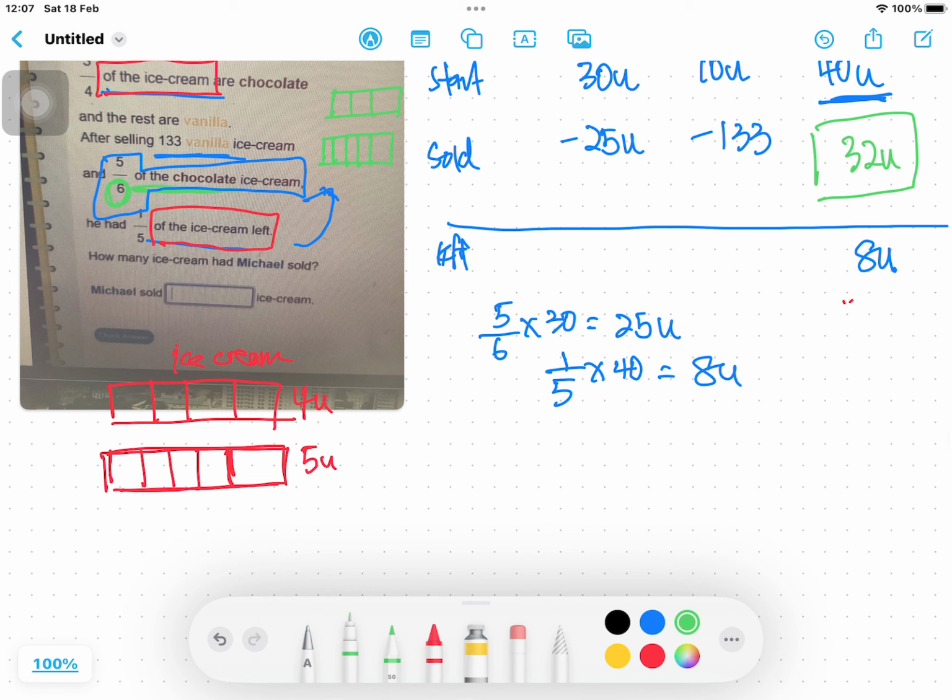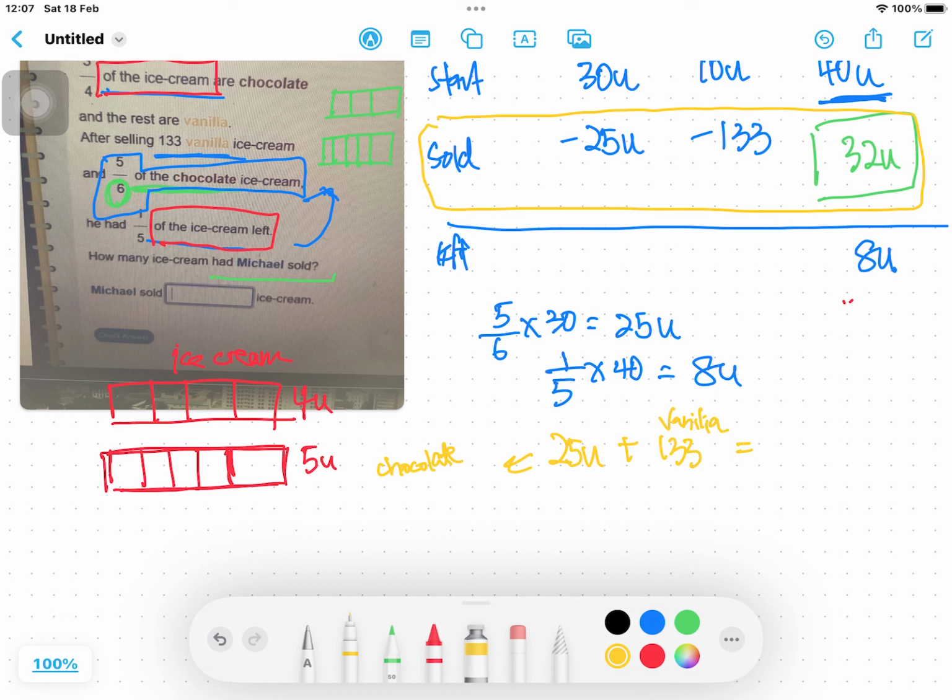So the question asks, how many ice cream had Michael sold? So I'm very interested in this part here. This part here. So you know that he sold 25 units and 133 vanilla. This is the chocolate, right? And this is the vanilla. And then this equals 32 units. You do some rearrangement.